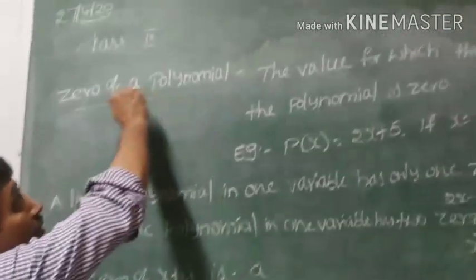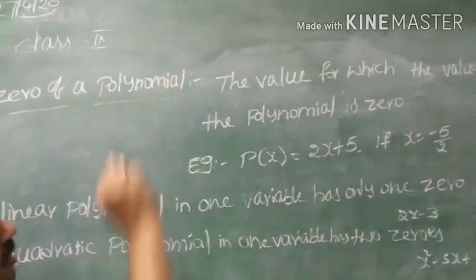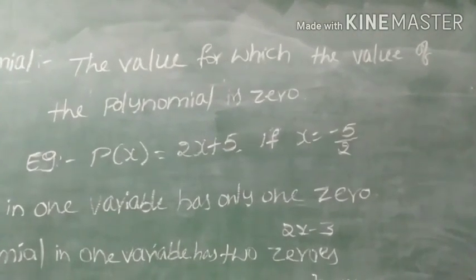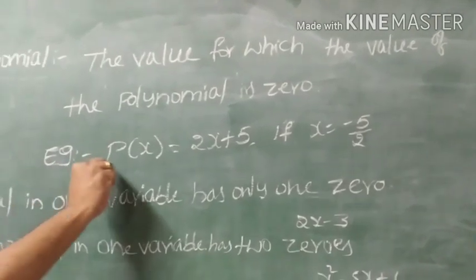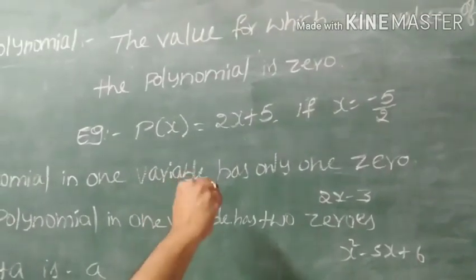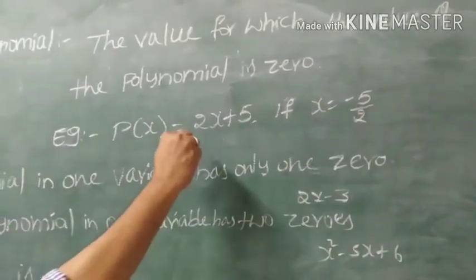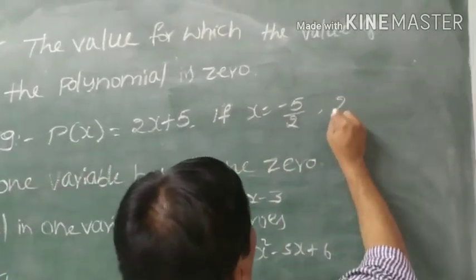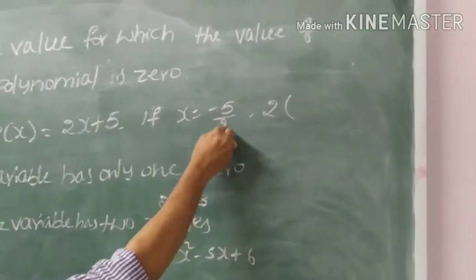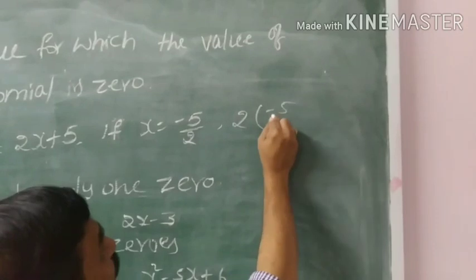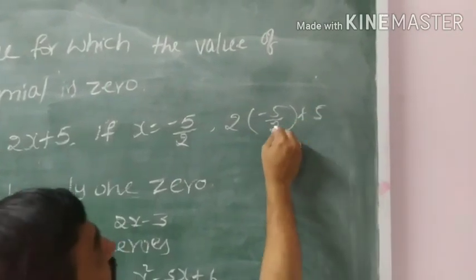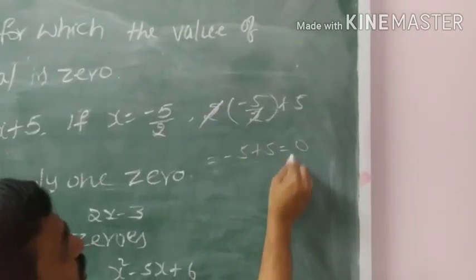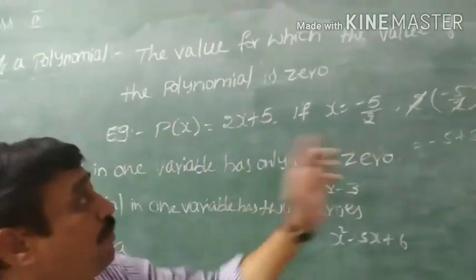Now the next topic is the zero of a polynomial. The value for which the value of the polynomial is 0 is called a zero of the polynomial. For example, p of x equal to 2x plus 5. If x equal to minus 5 by 2, that means in place of x, we have to substitute minus 5 by 2. That is 2 times minus 5 by 2 plus 5. Here the 2 gets cancelled. That means minus 5 plus 5 is equal to 0. So minus 5 by 2 is a zero of the polynomial.